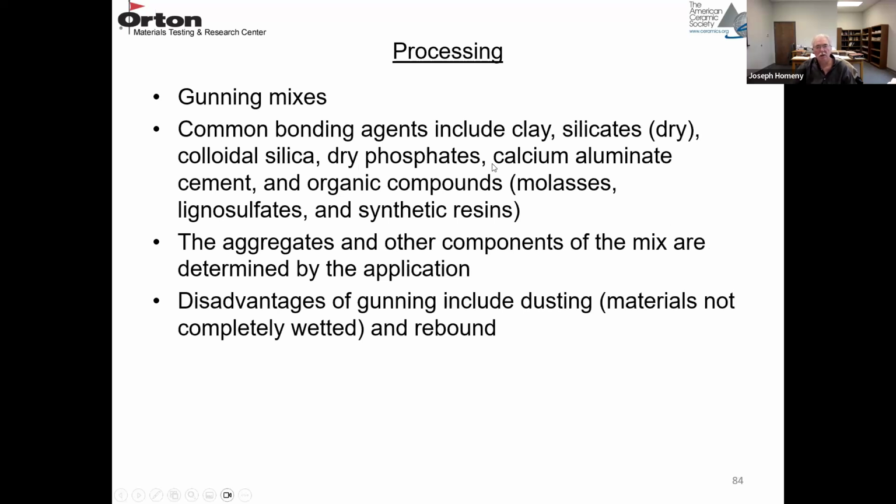Gunning mixes usually have clay binders, silicates, colloidal silica, phosphates, the calcium aluminate cement, or maybe some type of organic compound. Molasses is listed here, lignosulfates, maybe some type of resin. And with all of these monolithics, the aggregate composition and the matrix composition are going to be determined by what the application is.